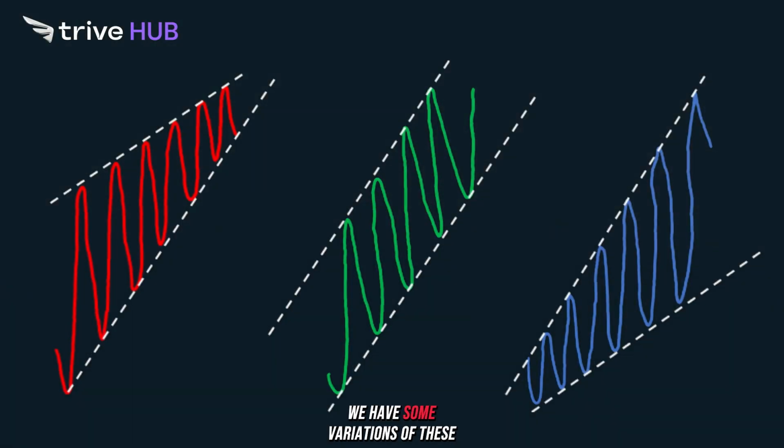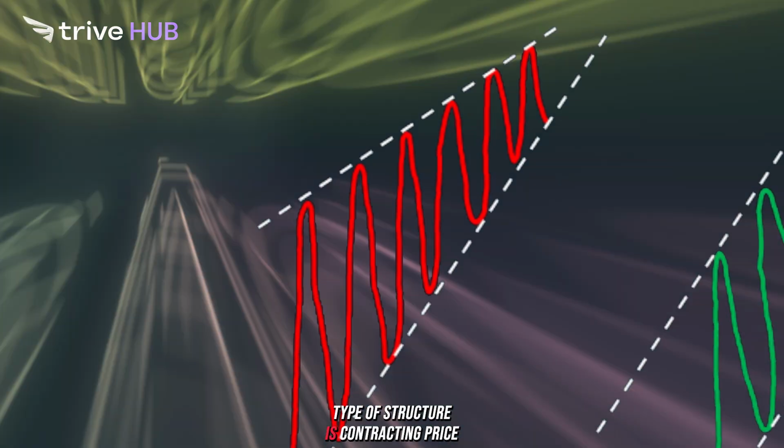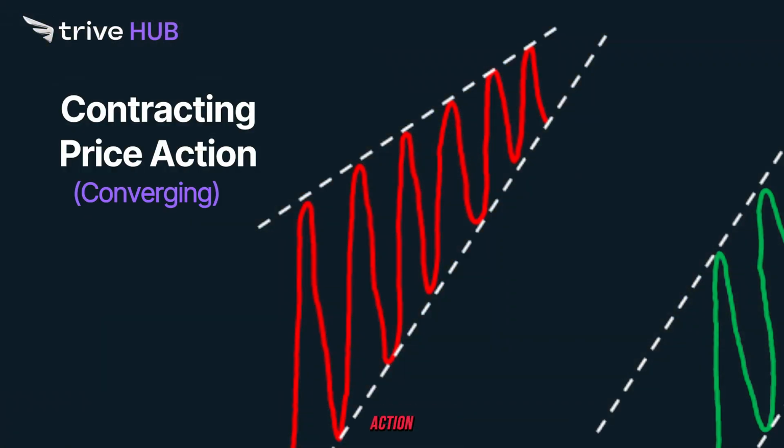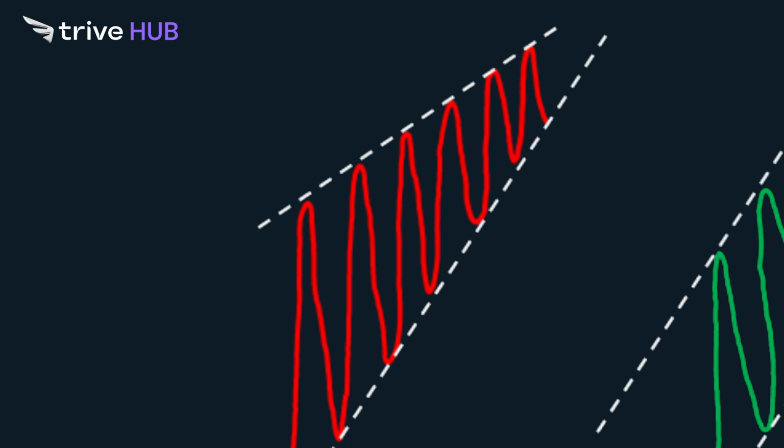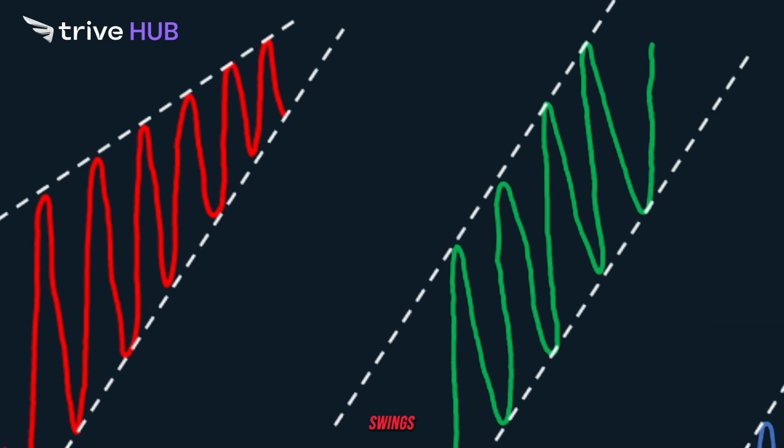We have some variations of these cycle amplitudes. The first type of structure is contracting price action, or you can say converging, because both of these lines, the channel line and the major trend line, are converging. They may intersect at some point in the future. So this is a contracting price action where the amplitudes are decreasing in consecutive swings.